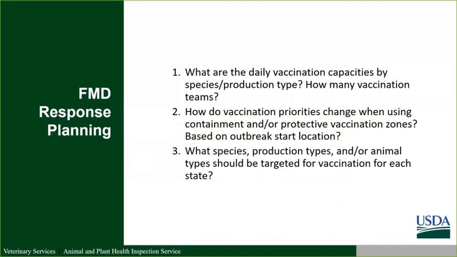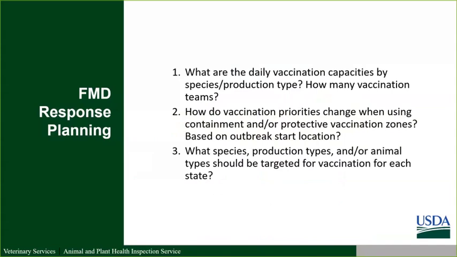Second point: how do vaccination priorities change when using containment and/or protective vaccination zones? Especially early on in the outbreak, we see the impact and the benefit that can happen when containment zones are used, as well as in combination with protective vaccination zones. So how do your priorities change based on what strategy you choose, and how might those change based on where an outbreak might start? I'll talk a little bit about that next in the presentation.